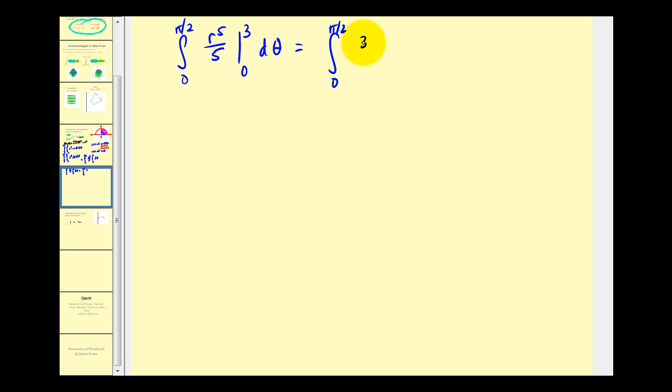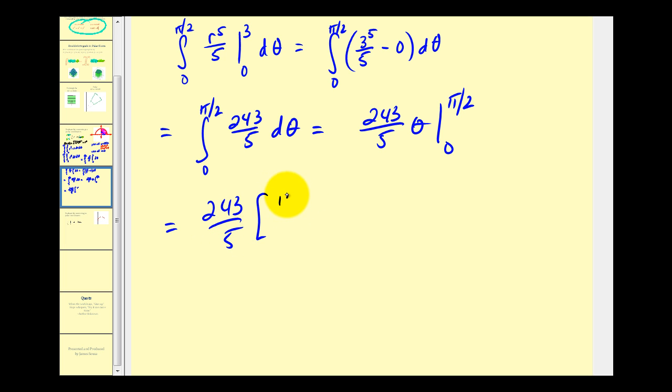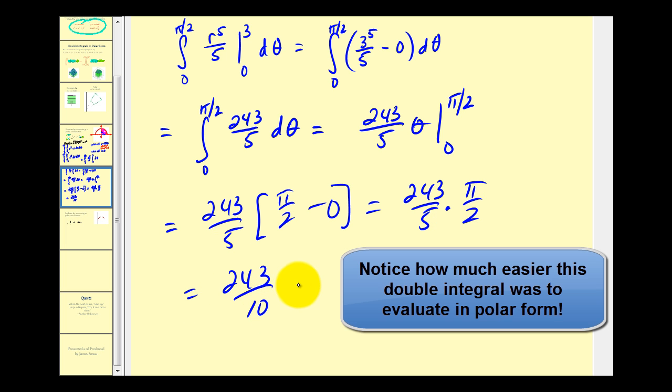So we're going to have 3 to the 5th over 5 minus 0. This will be 243 fifths. This will be 243 all over 5 theta evaluated at 0 and pi over 2. So 243 divided by 5 times pi over 2 minus 0 will just give us 243 divided by 5 times pi over 2, which is 243 pi over 10.